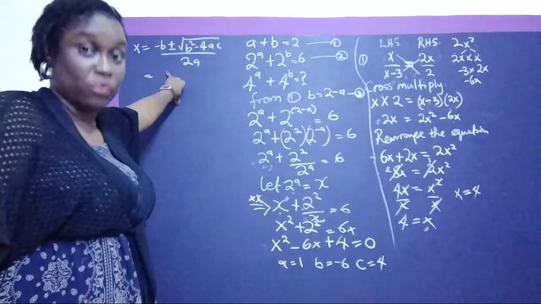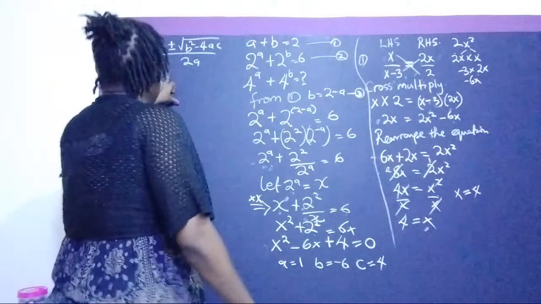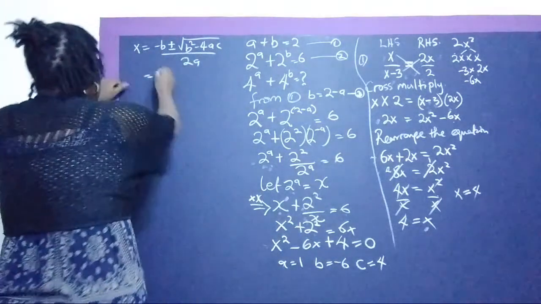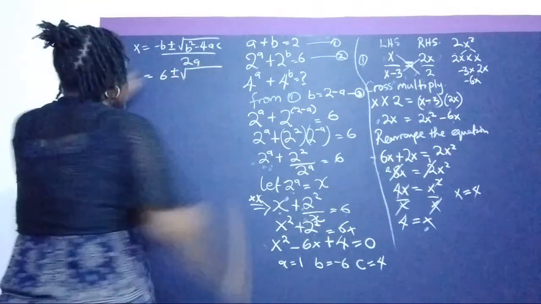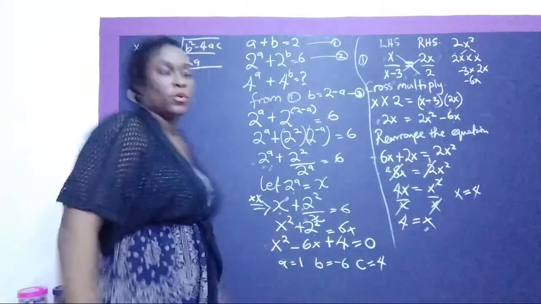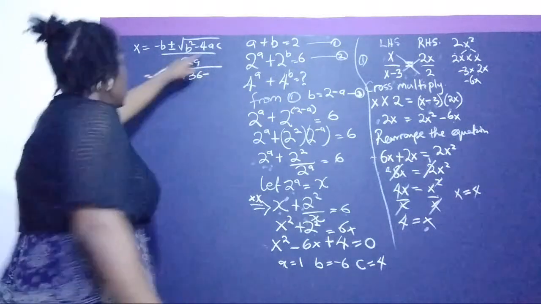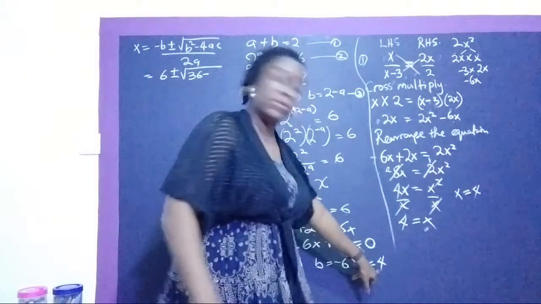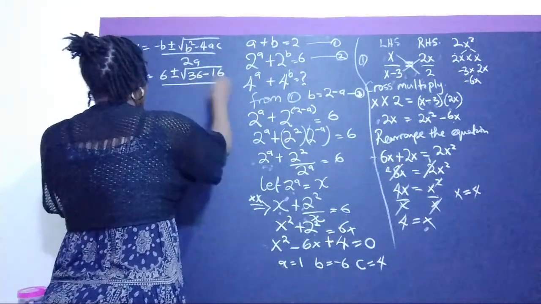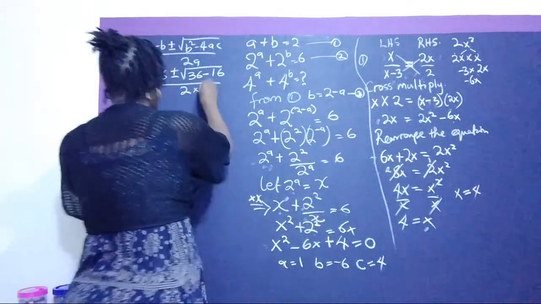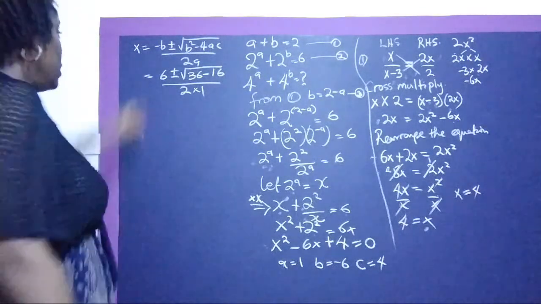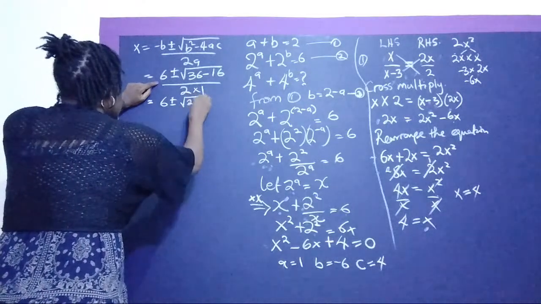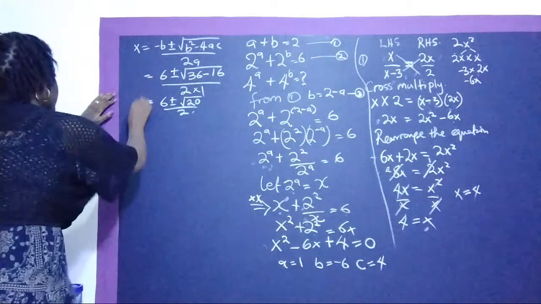The question is long, but I think it has a solution. Every problem has a solution, all right? So minus b is minus 6, so this minus will make it plus 6. So we have 6 plus or minus the square root of b squared: 6 squared is 36, minus 4 times a times c. 4 times a is 4, 4 times c is 16. Minus 16, all over 2a. 2a is 2. So this will be 6 plus or minus the square root of 20, all over 2. That's the value of x.